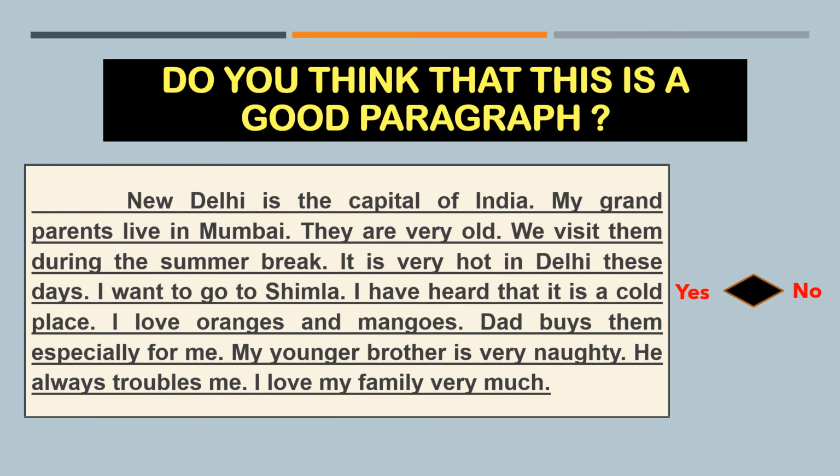Certainly not. Reasons: the main theme of your paragraph is New Delhi is the capital of India. All your other sentences should have supported that. Or they should have spoken about your grandparents living in Mumbai. But if you say you are moving on to Shimla, then you're talking about oranges and mangoes, then you're talking about your brother being naughty, and then finally you talk about loving your family. All these sentences as individual sentences are fine, but when you put them in a paragraph, they don't match. So this is definitely not a good paragraph.